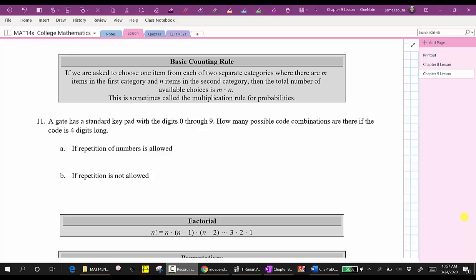In this lesson, we will cover the basic counting rule or counting principle, permutations, combinations, as well as more on probabilities. Let's begin with the basic counting rule.